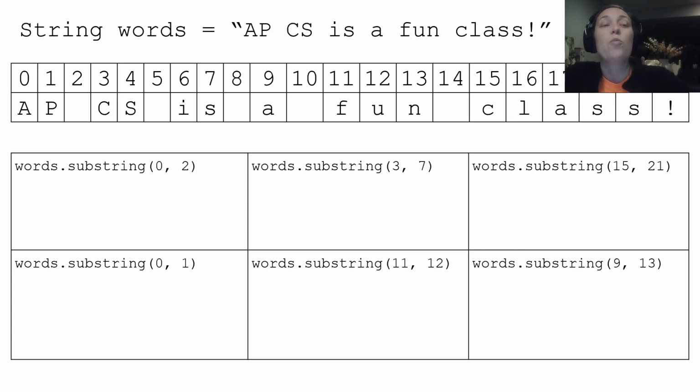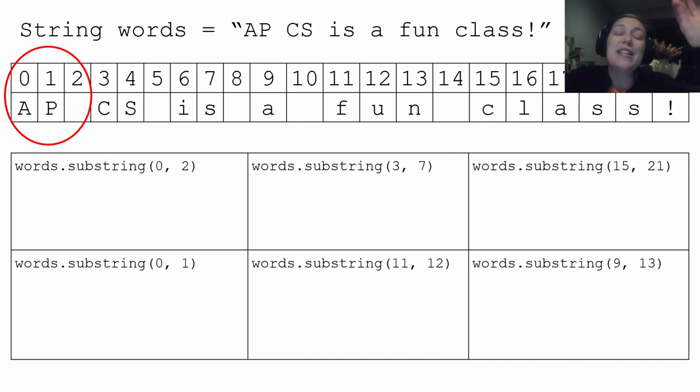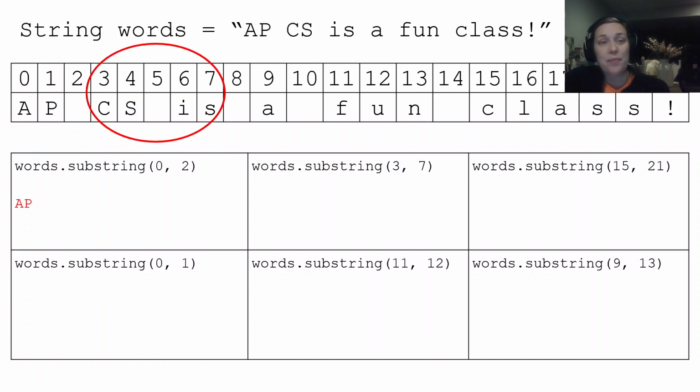So the first one, words.substring(0, 2). Okay, so words is "APCS is a fun class." That's what I'm calling it now, just to make it a little bit shorter. 0 to 2. So remember, it goes up to, but not including that 2. So what actually gets returned is just the letters AP. There is no space that gets returned. It's just the letters A and P, because it goes up to, not including the 2. Words.substring(3, 7). Same thing. Starts at 3, up to, but not including that 7, means that "CS i" is what gets returned.